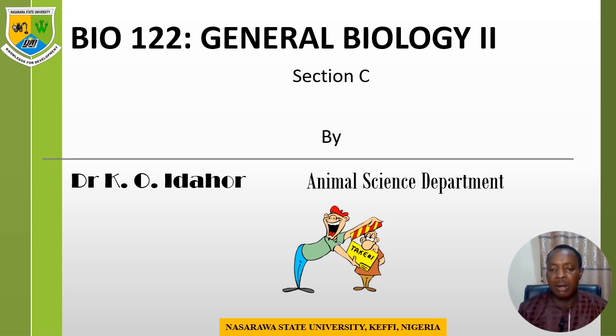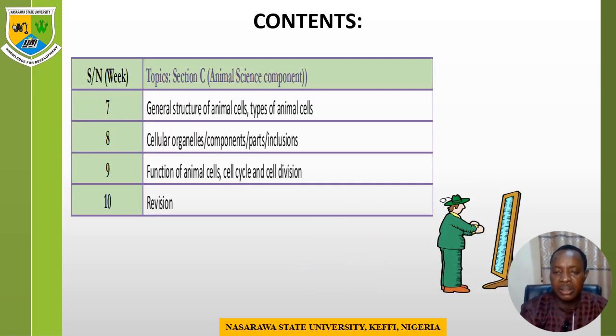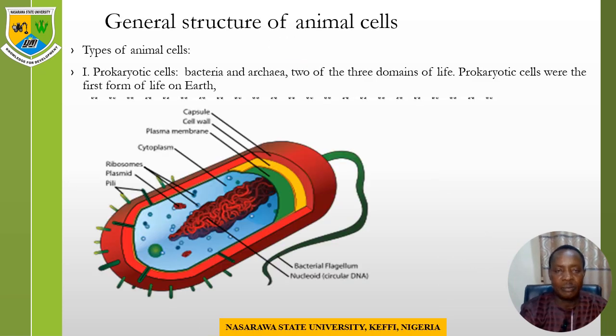I'm CKO Idahor. I will be taking the animal science component of ABIO122. In that case, we'll look at the animal cells, types of animal cells, and then cellular organelles, cellular components, cellular parts, or cellular inclusions. We'll continue with functions of animal cells, cell cycle, and cell division. And then we'll come back again, meet for revision and exam. So let's look at the general structure of animal cells.